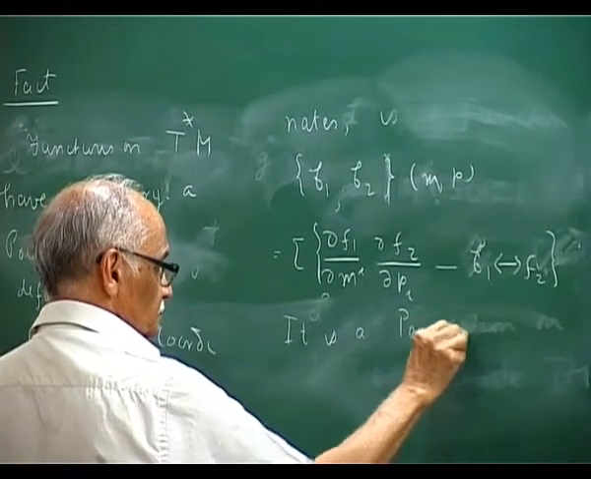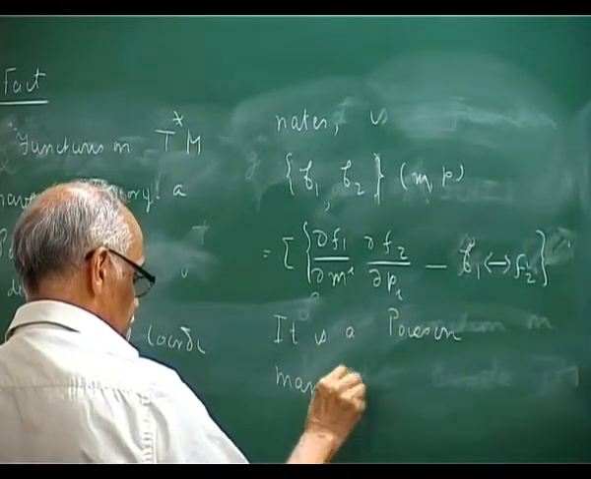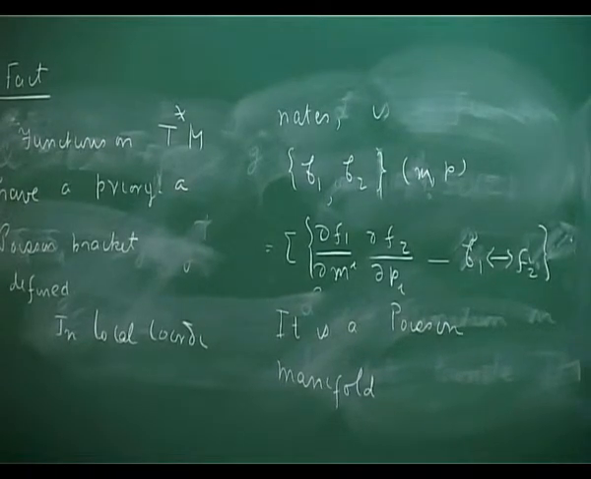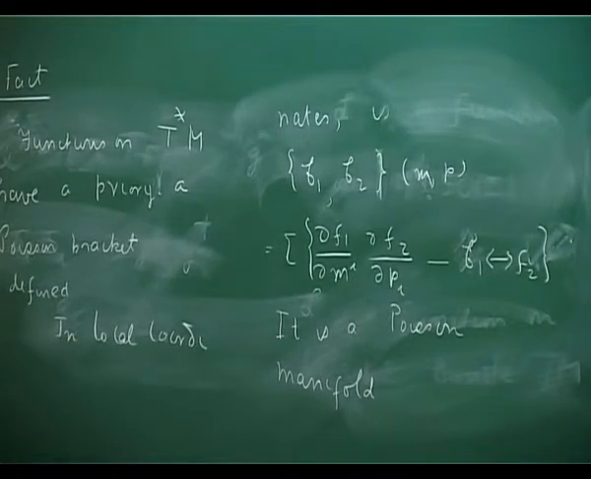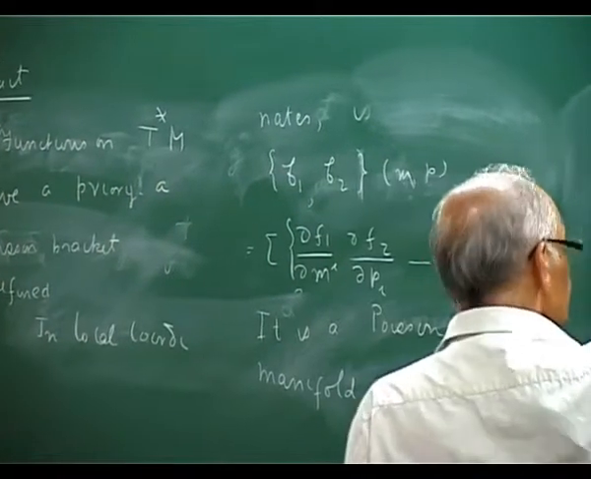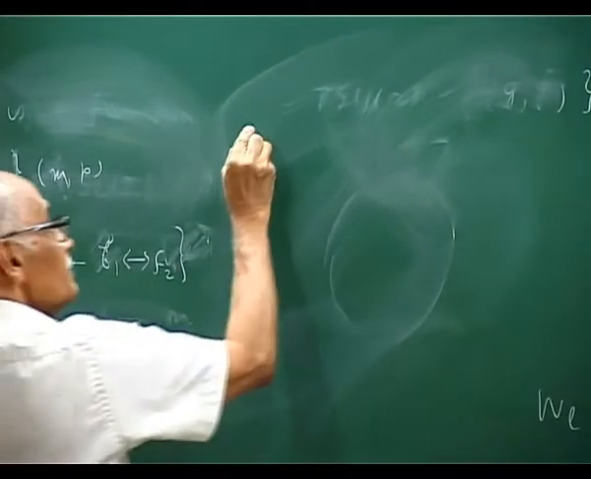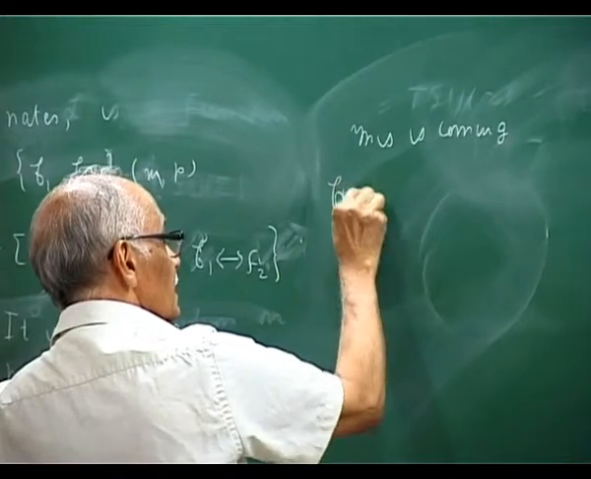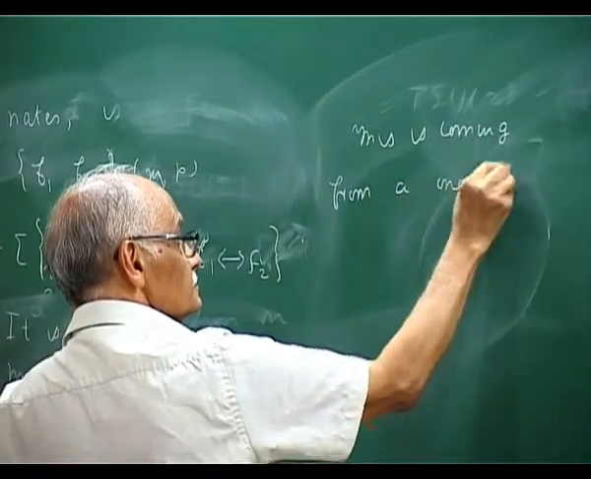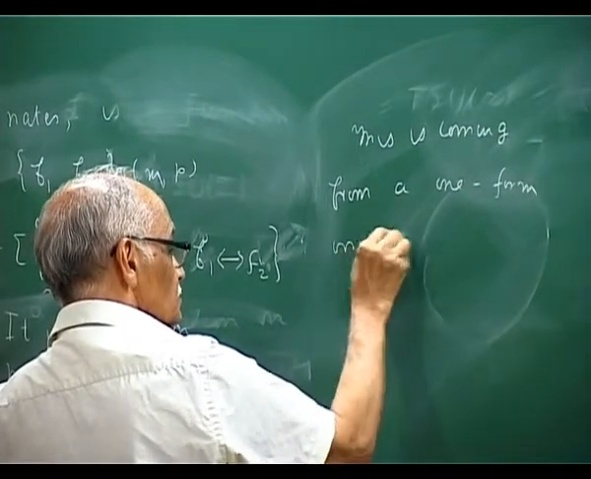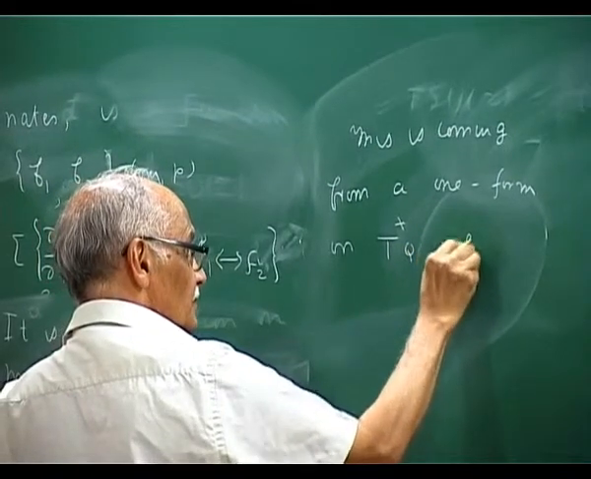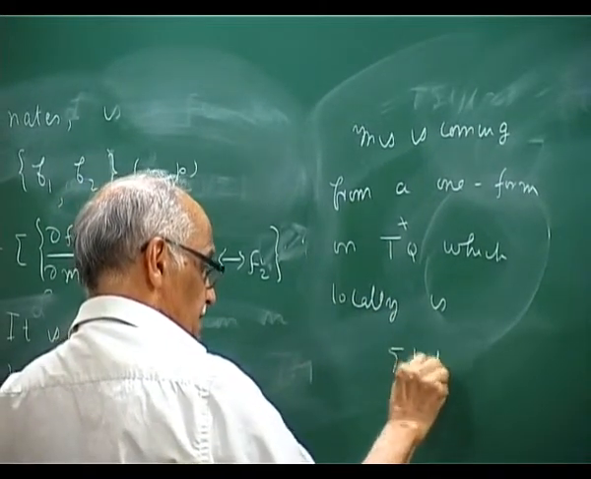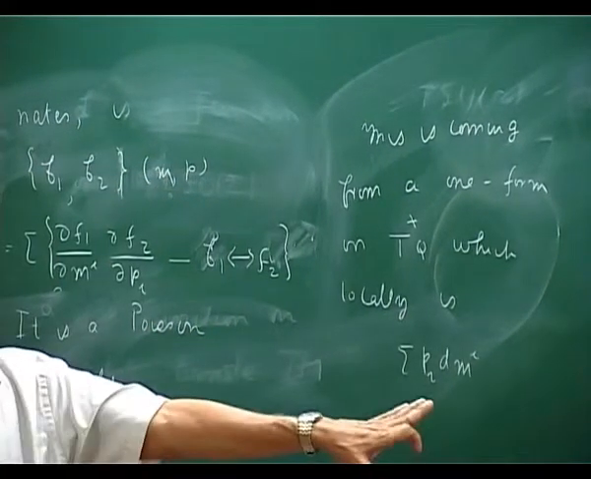What they call a Poisson manifold. This Poisson structure is coming from a symplectic structure, or a Lagrange bracket, and this is coming from a one form on T star Q, which locally is this one form. You can define what this is also intrinsically.